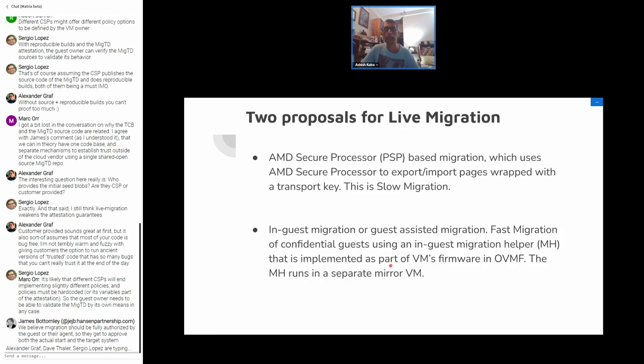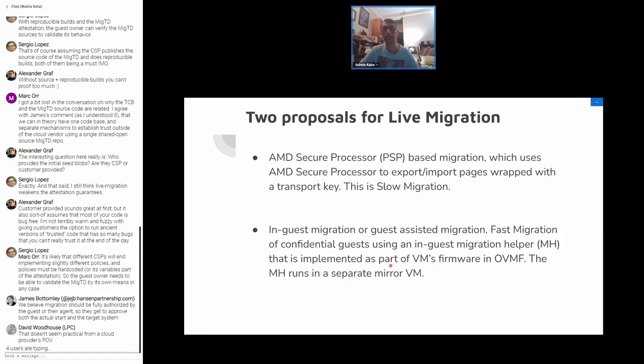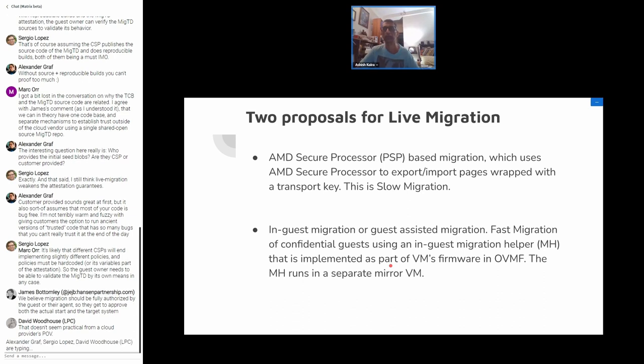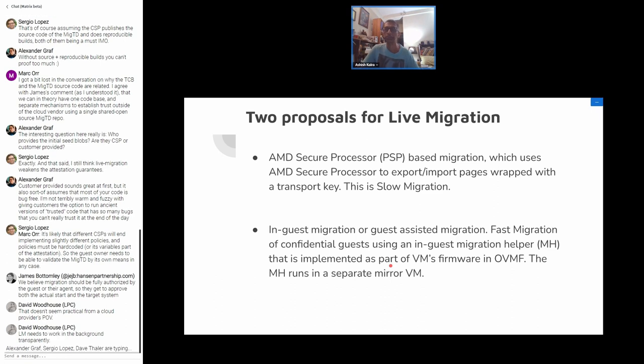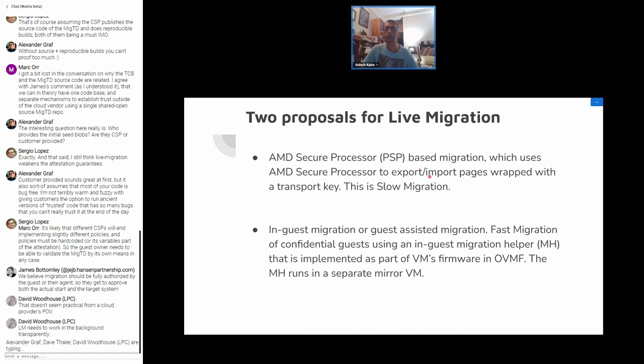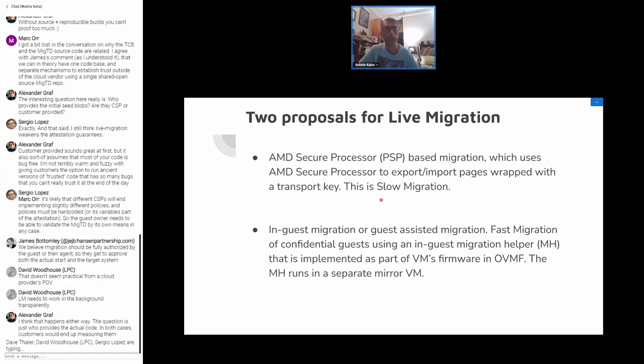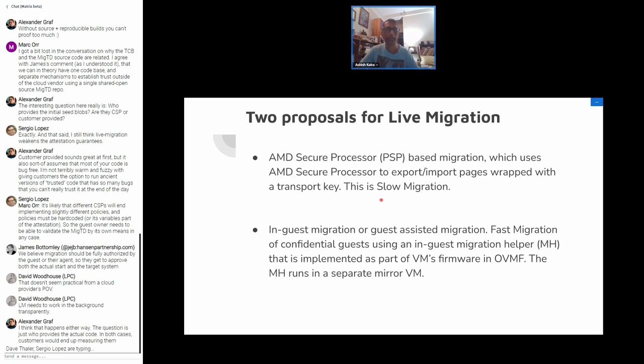We have two proposals for it. One is the AMD secure processor-based migration, which is the PSP-based migration I talked about, and as I mentioned, it uses pages that are imported and exported with the migration key. This is a slow migration path because it uses the AMD PSP, whose bandwidth is a bottleneck in this particular case.